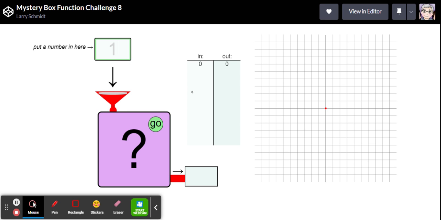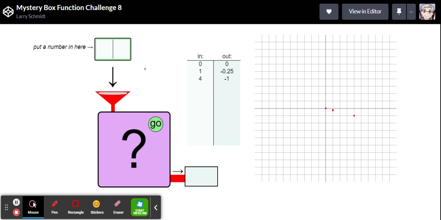Let's try 1. So that is a negative 0.25. Interesting. Let's try a 4. And that is a negative 1. So it looks to me like it's taking positive numbers and turning them negative. So maybe we're multiplying by a negative number.